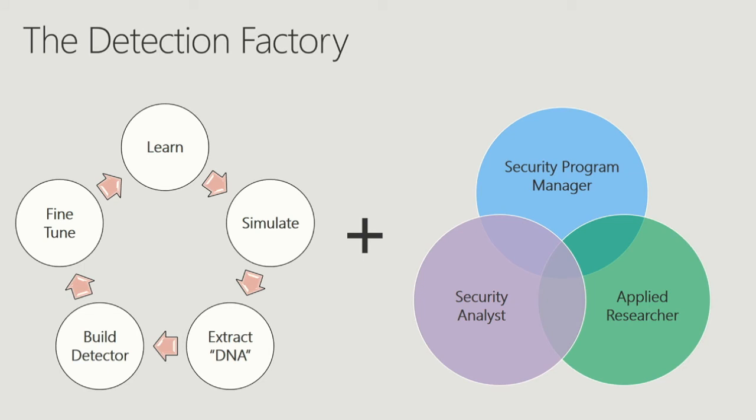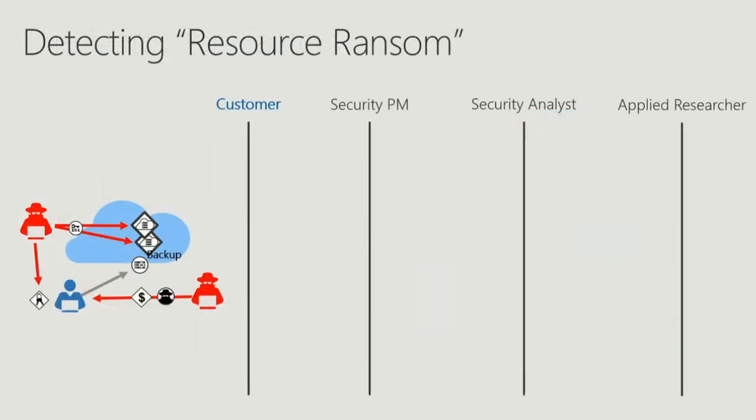This is a well-defined process that we run in Microsoft. Every time we hear about a new security alert, the program manager, the security analyst, and the data scientist work hand in hand in order to productize an alert. Let's see an example of how it works. So let's go back to the attack we talked about earlier, the resource ransom. In that case, someone compromised the resource and tried to demand some ransom because he encrypted some data.